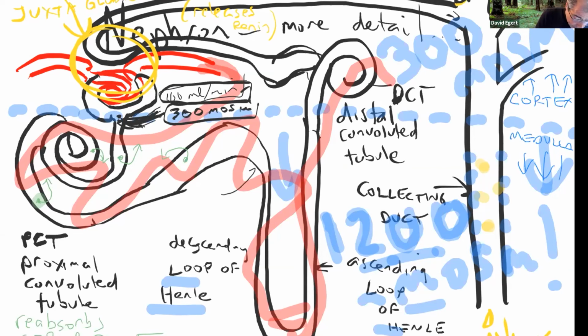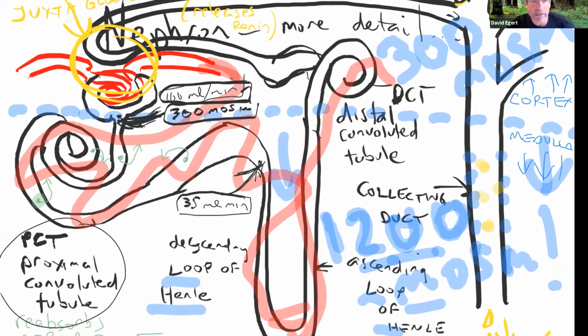By the time we're done with the PCT, we've reabsorbed 65% of the volume. So now we're only at about 35 mils per minute. We've already reabsorbed a lot of the water. We still have to reabsorb more, but we've already reabsorbed a lot of it, so now there's much less fluid passing by. And we've been reabsorbing solutes as well, not just water, so the osmolarity is still going to be 300 milliosmolar.